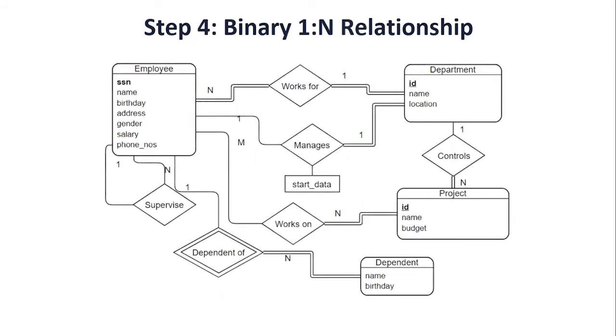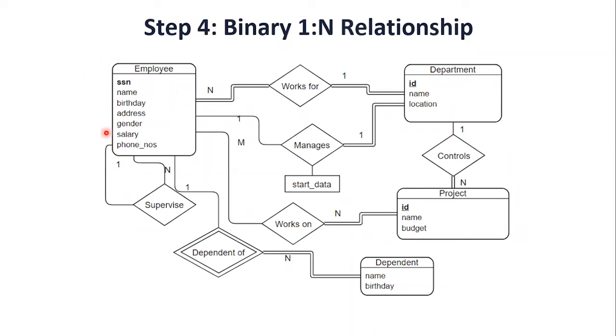So let's again take a look at our ER diagram, and let's see if we have any one-to-many relationships. Here we have one department controls many projects, and here we have another one, supervise. So one employee may supervise many other employees. So 1 to N again. For this relationship, we have to take project as S since it's the many side, and include department's ID as a foreign key for the project.